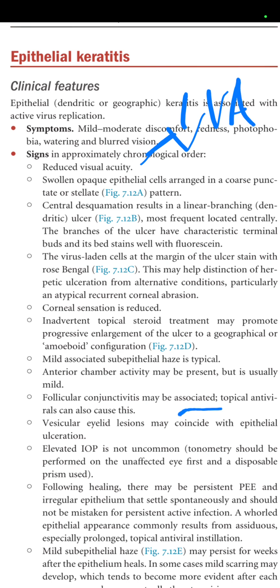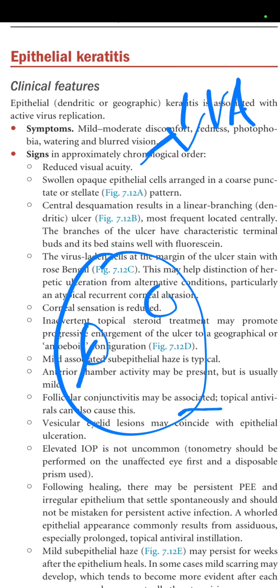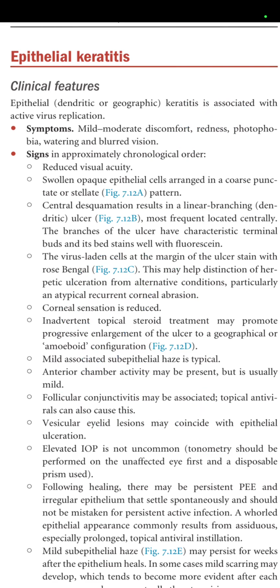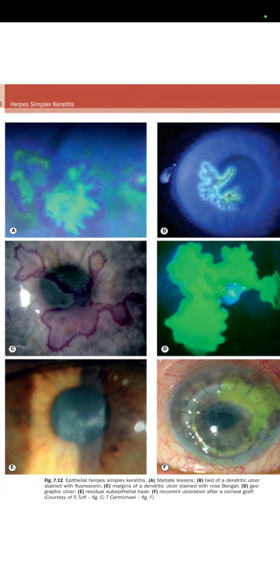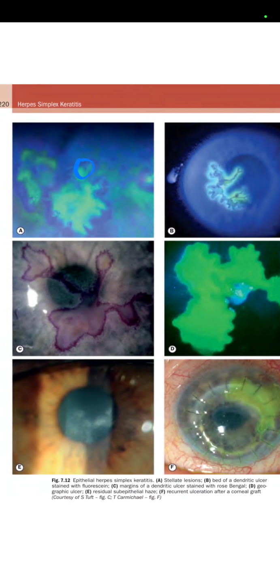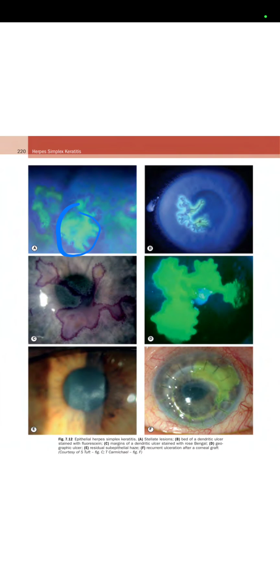Swollen opaque epithelial cells arranged in a coarse punctate or stellate pattern. So epithelial cells are swollen and they are present in a coarse punctate or stellate pattern. Let's see figure 7.12a for that. A is a satellite lesion. So you can see here is a satellite lesion. Here is a satellite lesion. Small lesions. And here is a big lesion, but around it are satellite lesions.